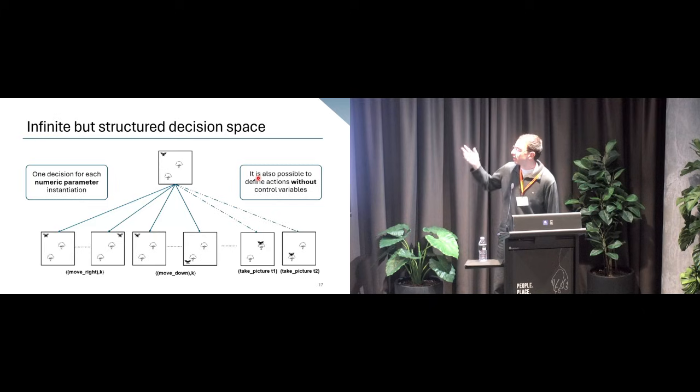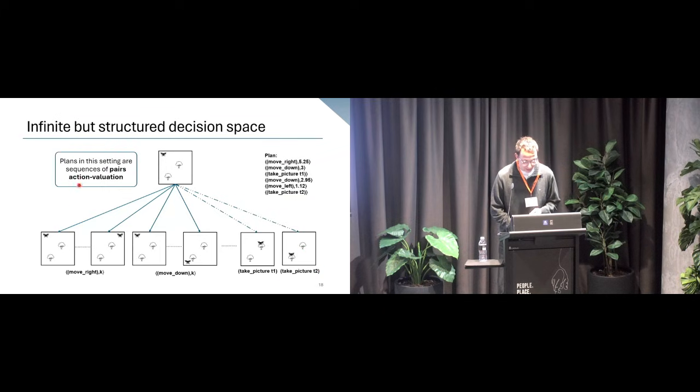This yields an infinite and structured decision space. Why? Here you have, for instance, the action move right, and for every possible valuation of this number, which can be between 0 and 9, we have a successor state. This happens for the actions move right and move down, but we could also have actions that do not use control variables. For instance, the actions for taking the pictures of the trees are discrete. By defining these, plans in this setting are no longer sequences of actions, but of action-valuation pairs. So here we have a plan for this setting.